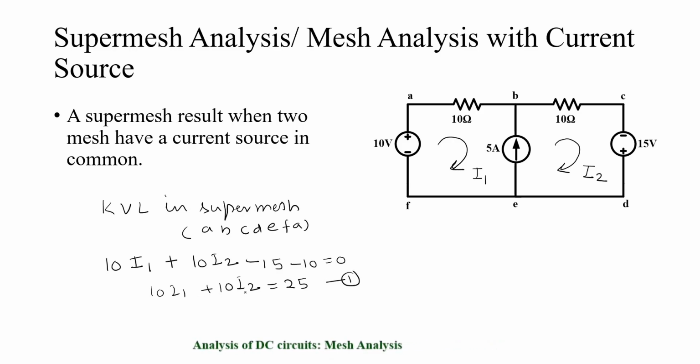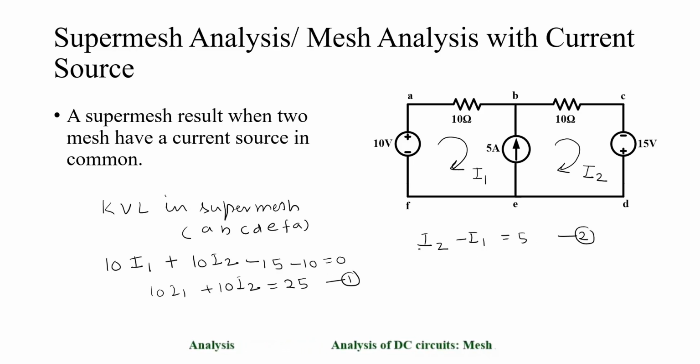Since we have two unknowns, one more equation is required. So how can we find the second equation? Just look at this middle branch. In this middle branch, I1 and I2 both are flowing. In actuality, the current is flowing from bottom to top, so I2 must be greater than I1. So I can write down I2 minus I1 is equal to 5. This will be your second equation.